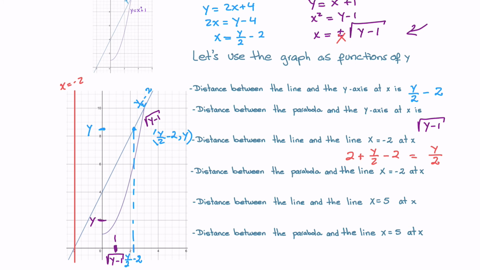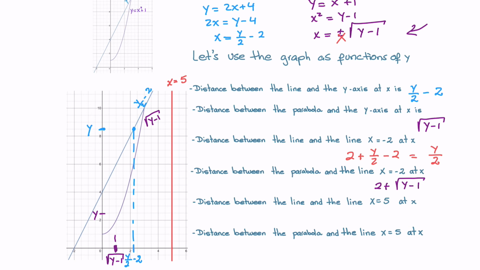So let me erase the mess right here also. We already know the coordinates. The next question. Distance between the parabola and the line x equals -2. So now we're looking at the distance between the parabola at any y, between the parabola and the line. And again, we add a 2 here, because that's this distance, and then you have to add this distance here, which is root y minus 1, right? So that is 2 plus root y minus 1. That's it. Okay, good. Okay, let's do the next question.